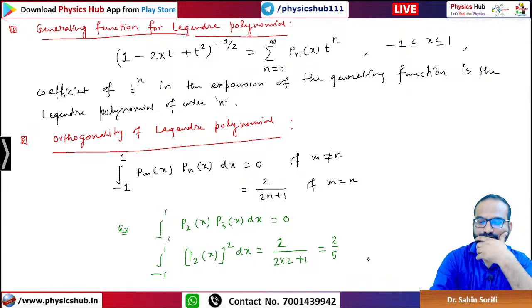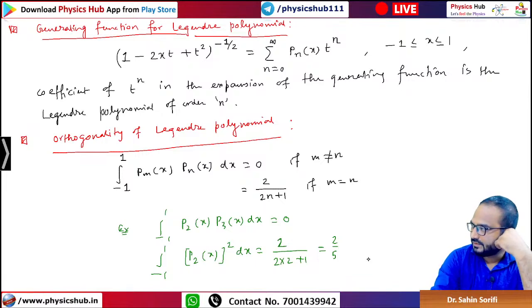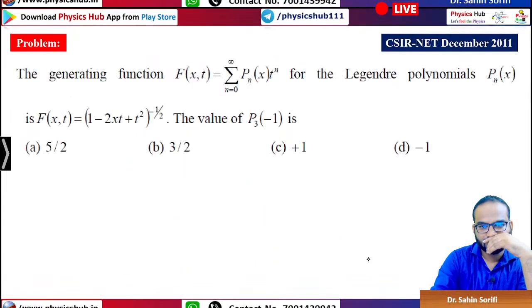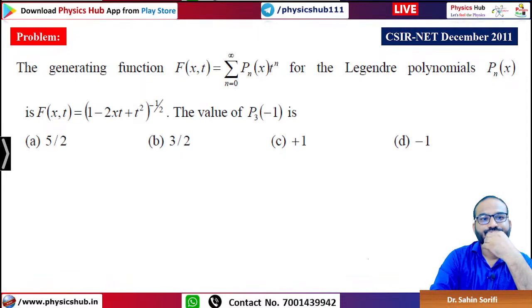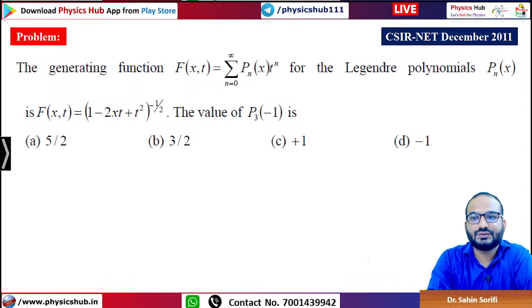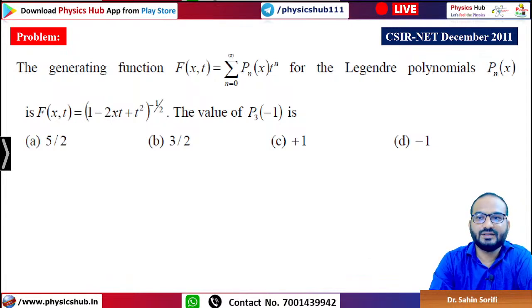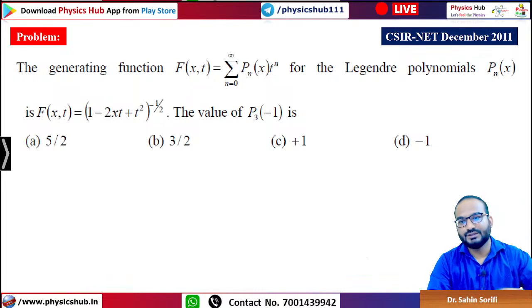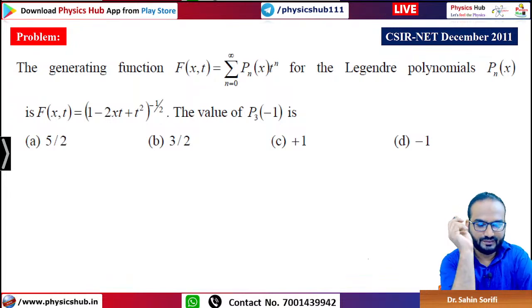Let's move on. Can you solve this problem? The generating function f(x,t) for the Legendre polynomial Pn(x) is given by this. What is the value of P3 at x equals to minus 1? I think without solving it, but if you remember the properties well, you can do it. This came in December 2011. Can you tell me the answer?